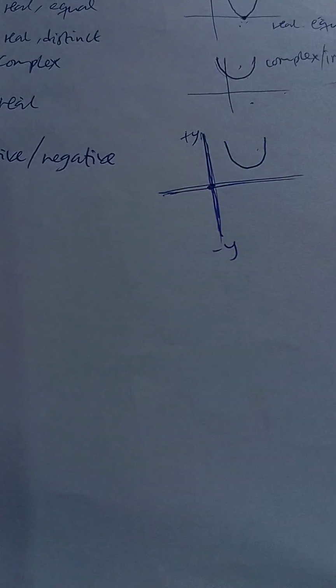I told you y is a function. So if the function is always positive, this is y, positive y, negative y. Always positive, it will be here, but it will never touch the x-axis. Always negative, somewhere here, it will never touch the x-axis. And these are what? Imaginary roots, right?